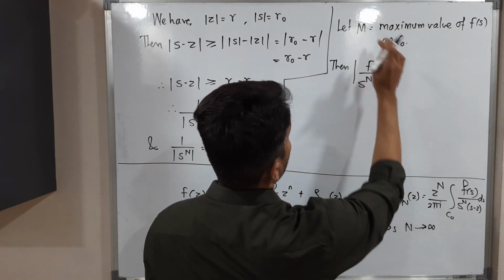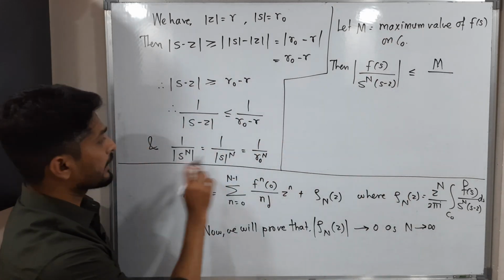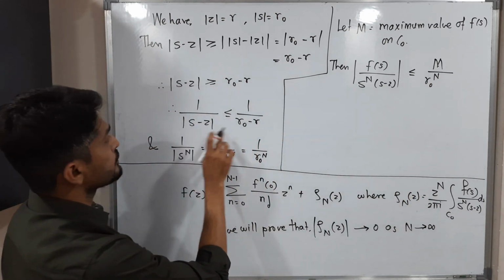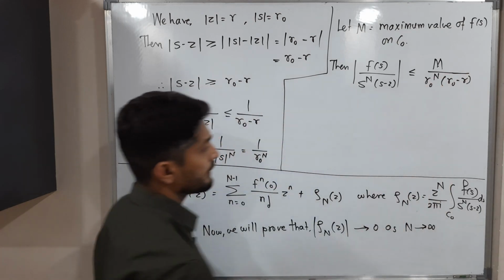Mod f of s has maximum value M, so we can mention less than or equal to M. For s raised to n, its mod is r naught raised to n, and for s minus z, its mod is greater than or equal to r naught minus r. So all things we got here.